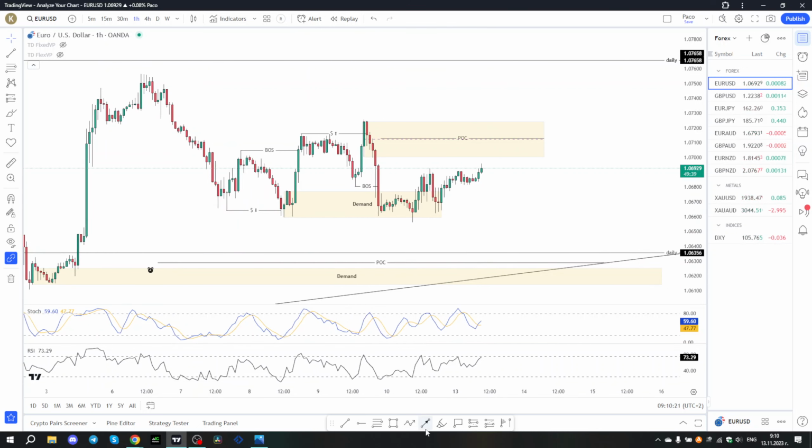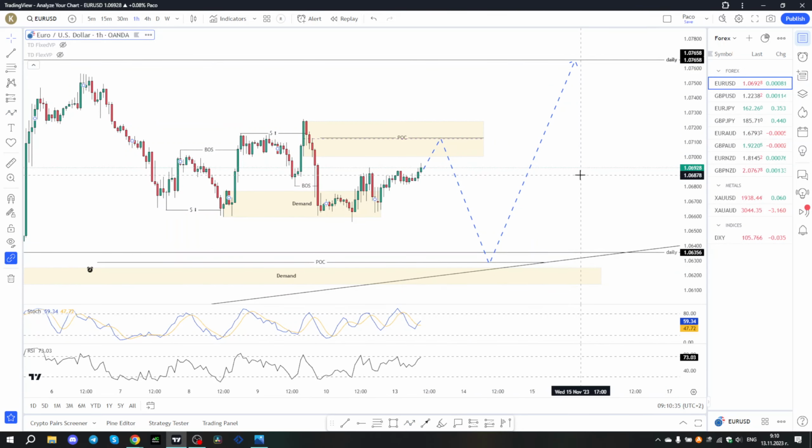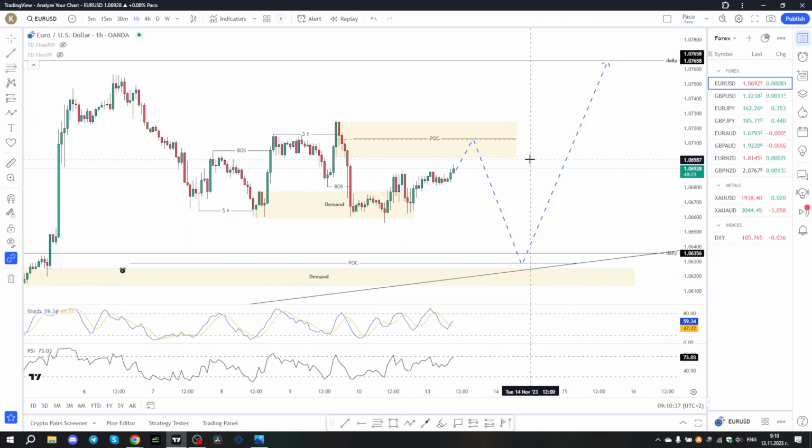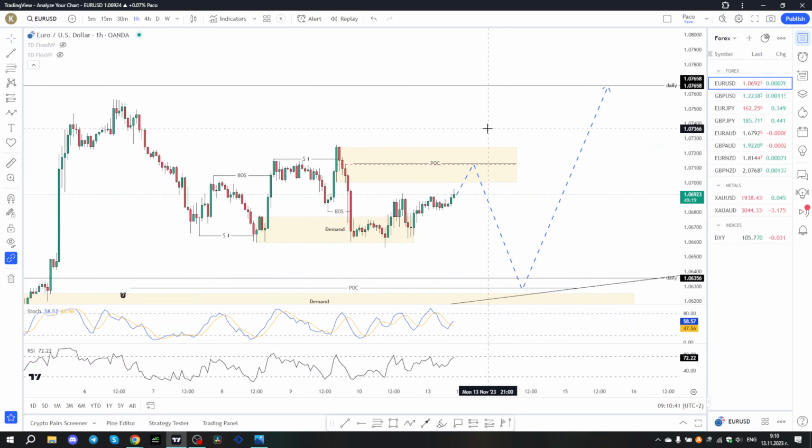And there is a chance on the 1 hour time frame first to see some up movement to the point of control and this point of interest, some retracement to the down point of control, and then to see the up movement. This is what we expect for euro to US dollar. Probably if this point of interest doesn't make any impact, the price will continue to go up.